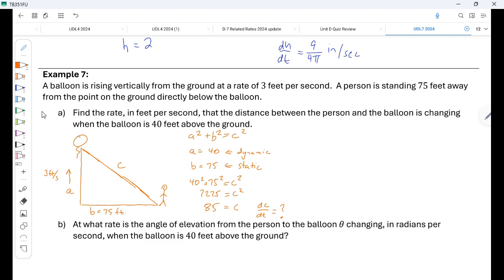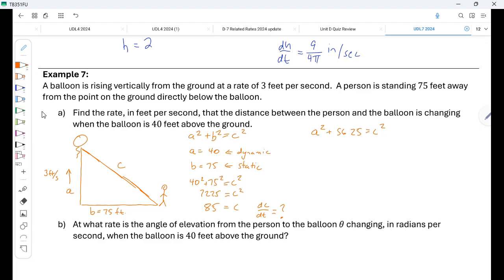Remember, static variables get plugged in. So we're not working with a squared plus b squared equals c squared. We are working with a squared plus, what was that number? 75 squared? Oh, 5,625. That's where it was. That's why I couldn't get it. I knew it was a 6, but I had it in the wrong spot in my brain. Boom. Equals c squared. So static variables go in.